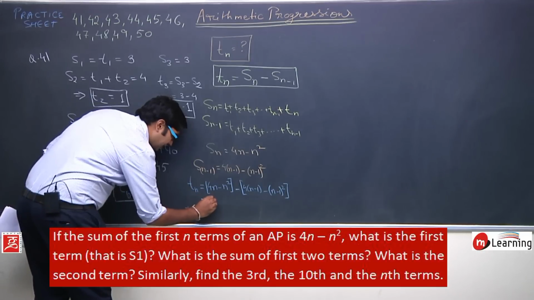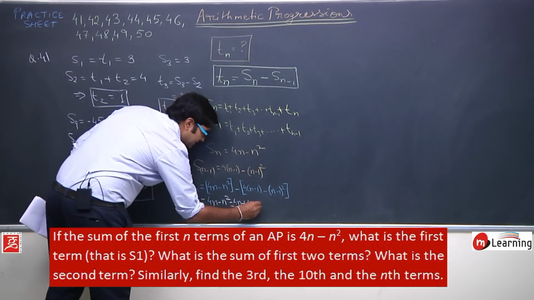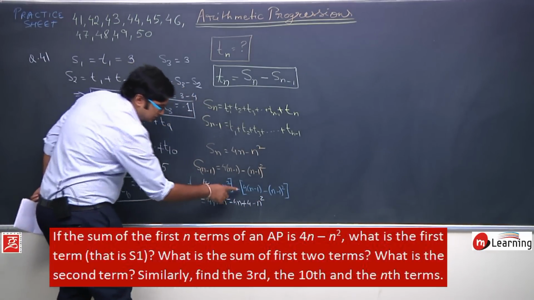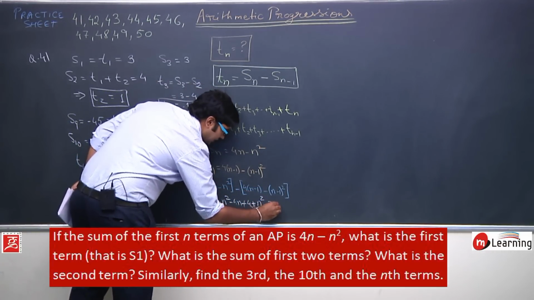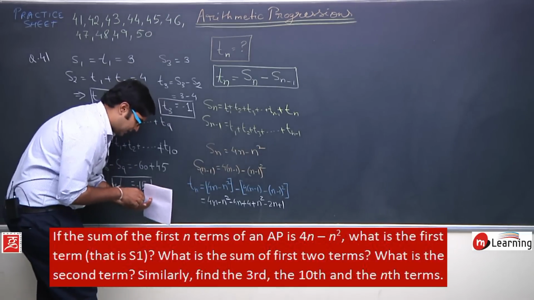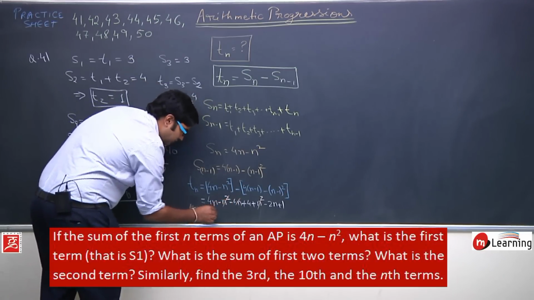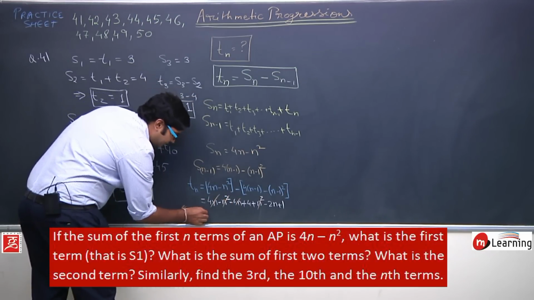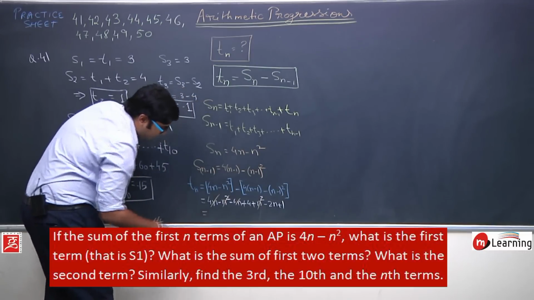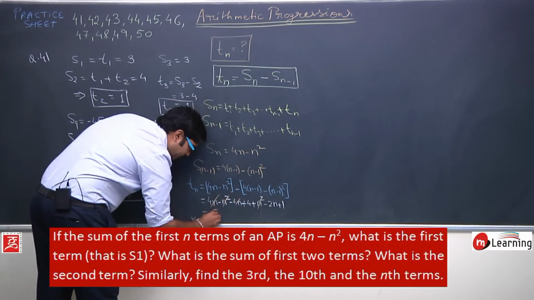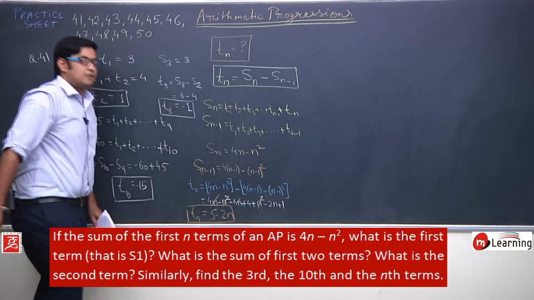This will give you 4n minus n square minus 4n plus 4, then minus n square, this minus and this minus will become plus, so plus n square and minus 2n and plus 1. You will find that n square and n square get cancelled, 4n and 4n get cancelled, and you will be left with 4 plus 1, so this is 5, and minus 2n. So 5 minus 2n. This is the nth term of this arithmetic progression.